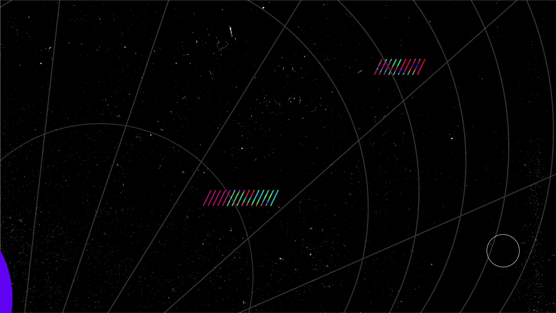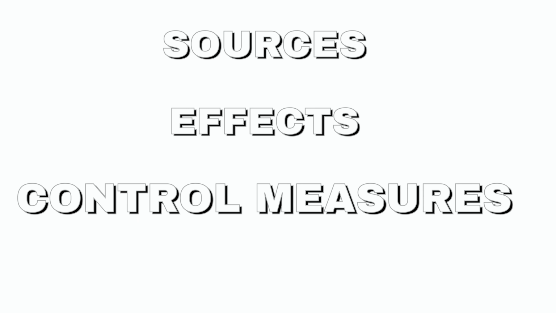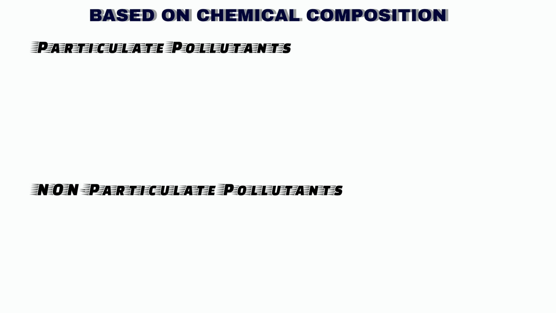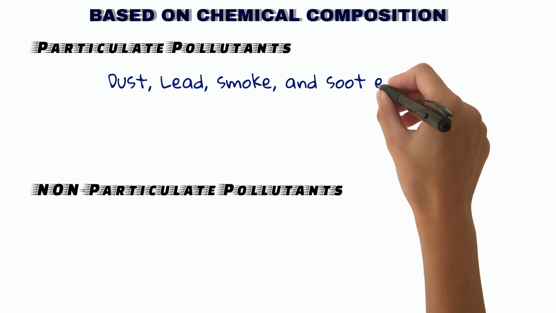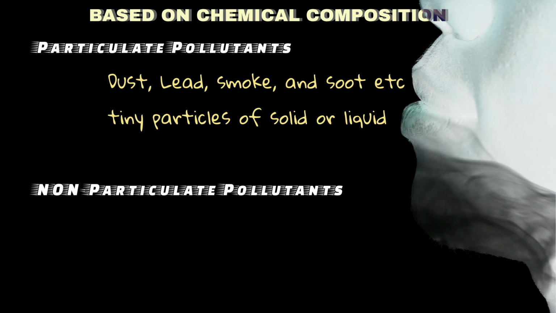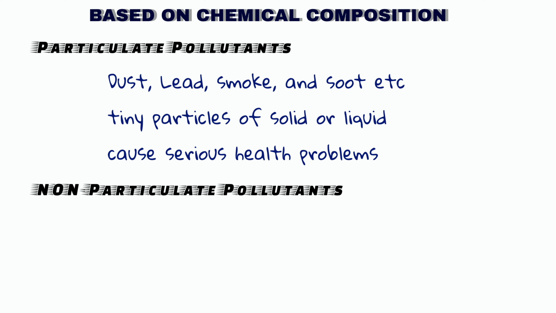The classification of air pollutants is useful in understanding the sources, effects, and control measures associated with different types of pollutants. Based on the chemical composition of air pollutants, they can be classified as particulate and non-particulate pollutants. Particulate pollutants, such as dust, lead, smoke, soot, etc., are tiny particles of solid or liquid matter that can be inhaled and can cause serious health problems.